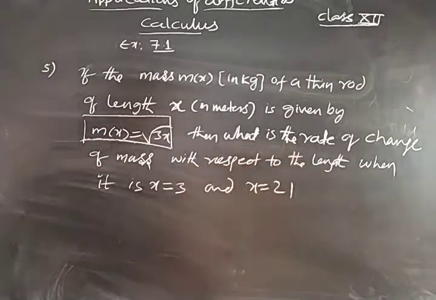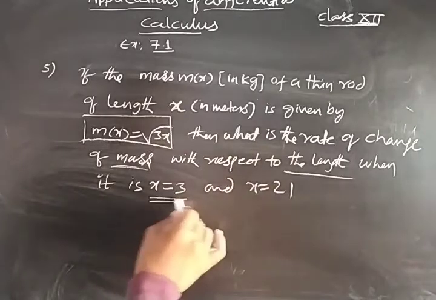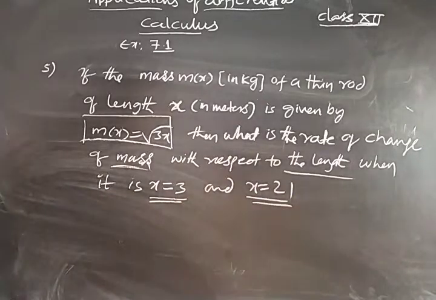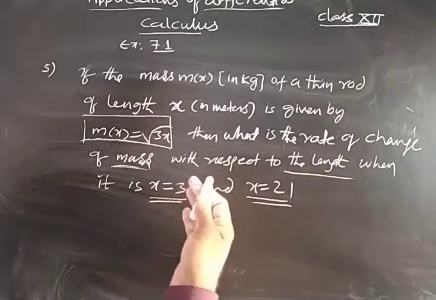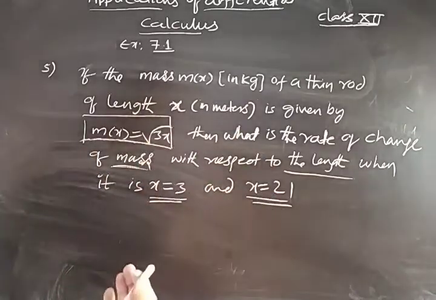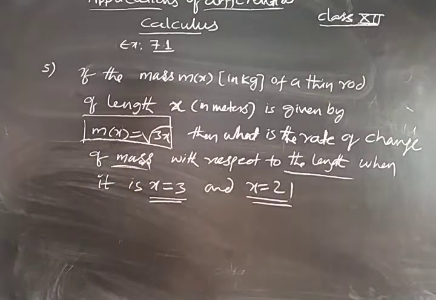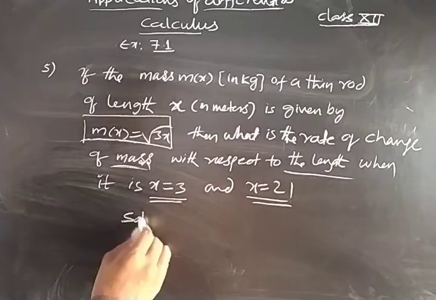Then what is the rate of change in mass with respect to the length? That means dm by dx. We have to find dm by dx when x equal to 3 and when x equal to 21. When the rod length is 3 meters, and when the rod length is 21 meters, we have to find the rate of change in mass with respect to the length. So I am going to find this.